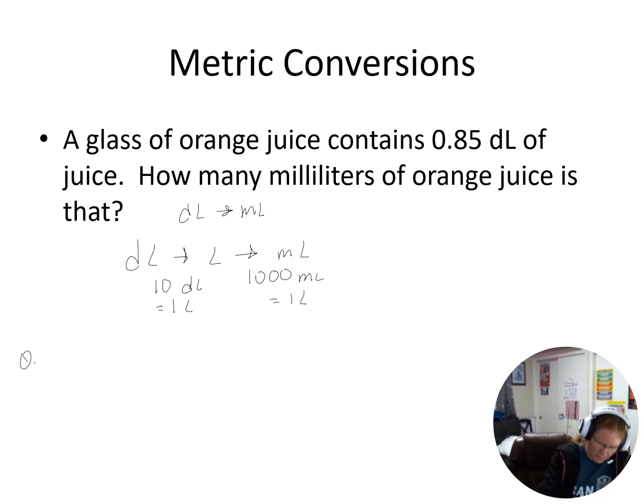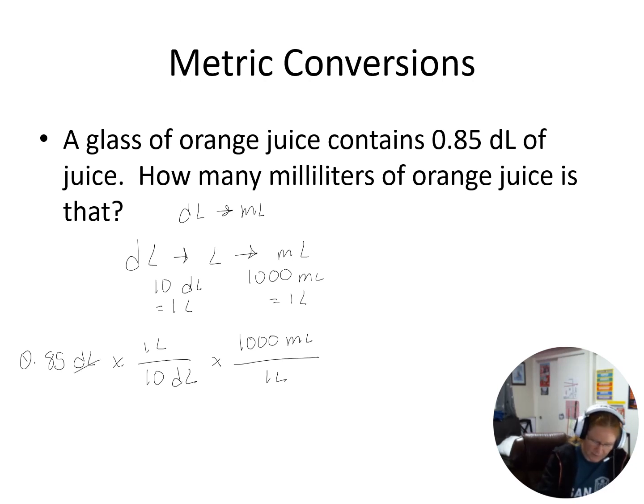So we have 0.85 deciliters times 1 liter for every 10 deciliters times 1,000 milliliters for every 1 liter. Okay, so deciliters cancel, liters cancel, and I'm left with milliliters. And we're going to get 85 milliliters.